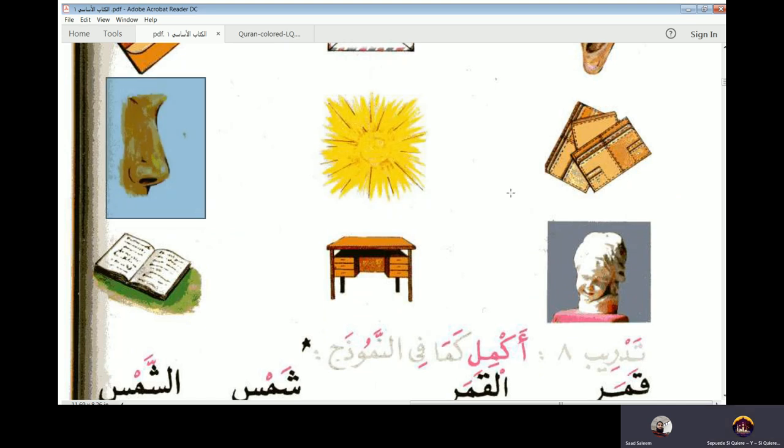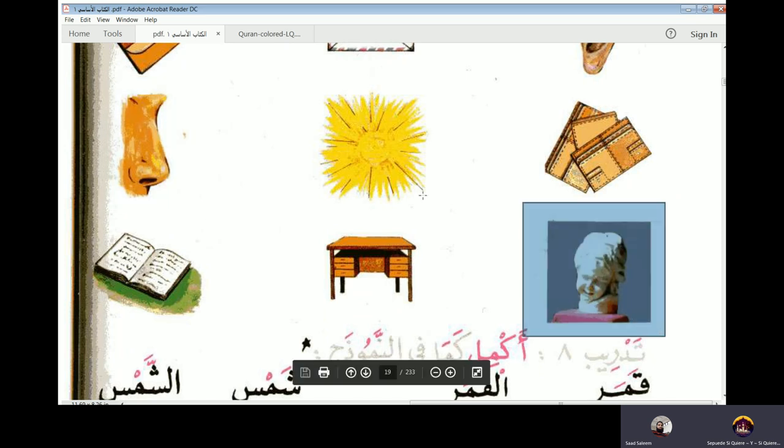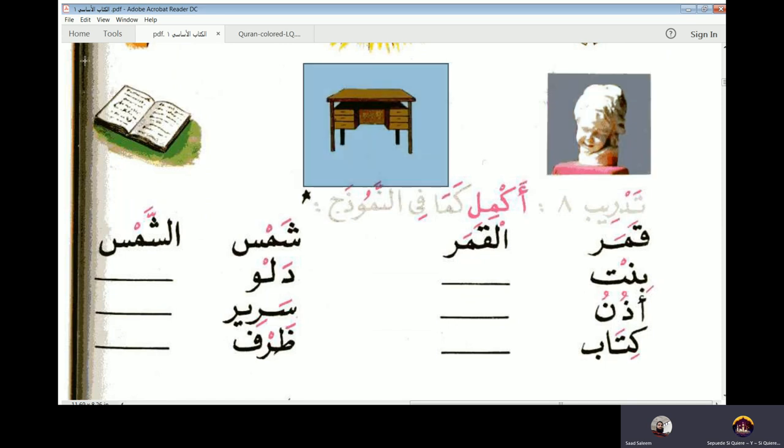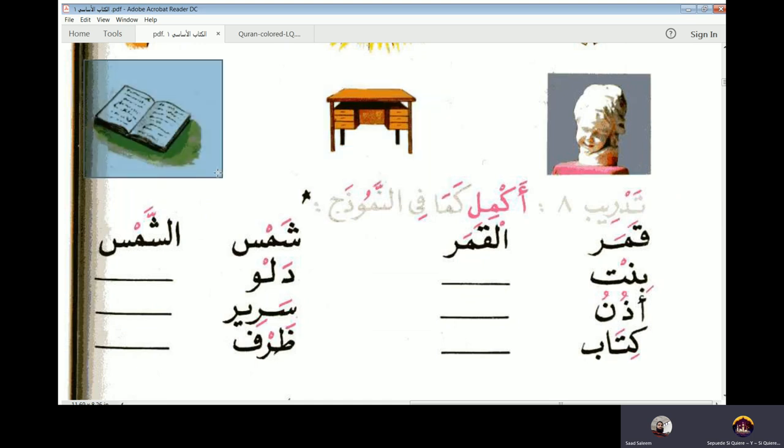And the nose is unfun. Okay, the nose is unfun, and after the nose is a statue. The statue is timthalun. And the desk is maktabun. Maktabun is the desk, and the book is kitabun. Kitabun is the book. Oh, at least then, I had two that I know.